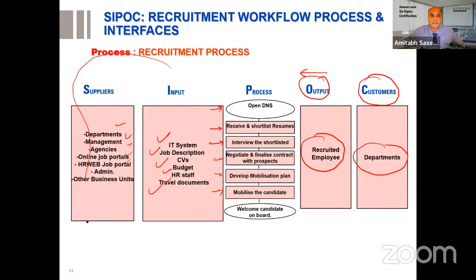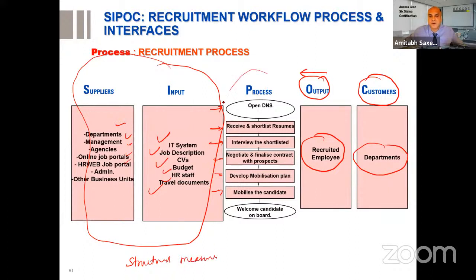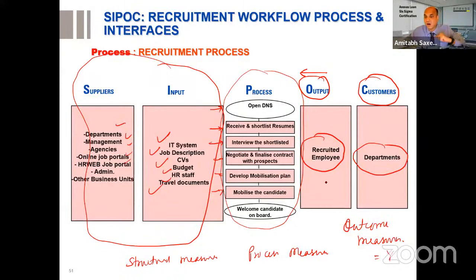So we call the suppliers and input measures structural measures. The process measures are the process measures. And the output measures are outcome measures. We also name them as Y. These measures on the output. What could be the measure on the output? Recruitment time. Or the quality of the recruited employee. Or whether it is right or wrong, or correct or incorrect.